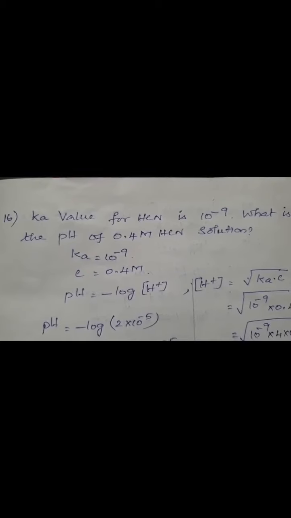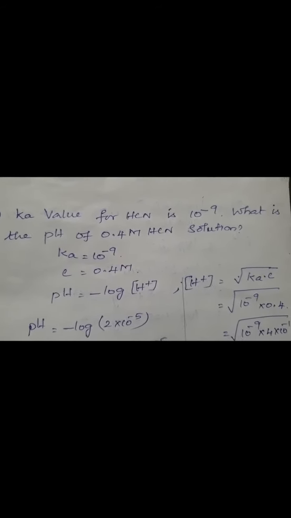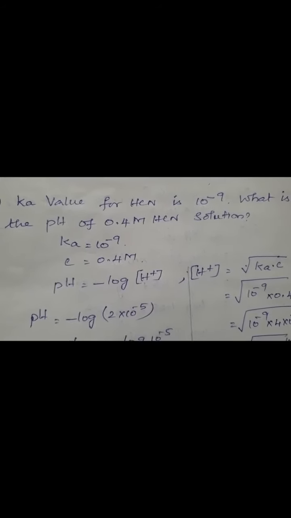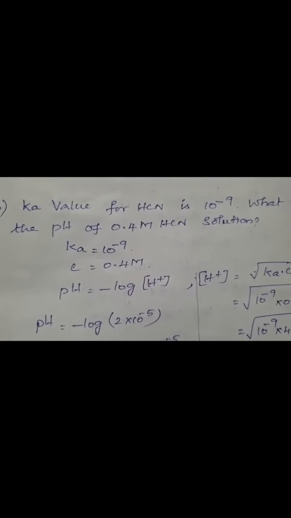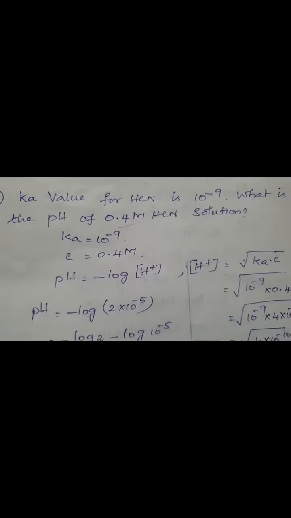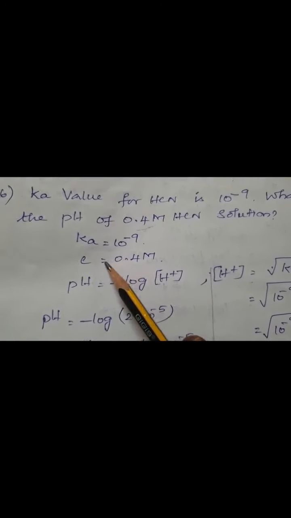Next, problem number 16. The Ka value for hydrogen cyanide is 10 power minus 9. What is the pH of a 0.4 molar HCN solution? Ka value is given. Calculate the pH for this concentration of hydrogen cyanide solution. Okay, so what are the given values? Ka is given as 10 power minus 9, and the concentration is given as 0.4.